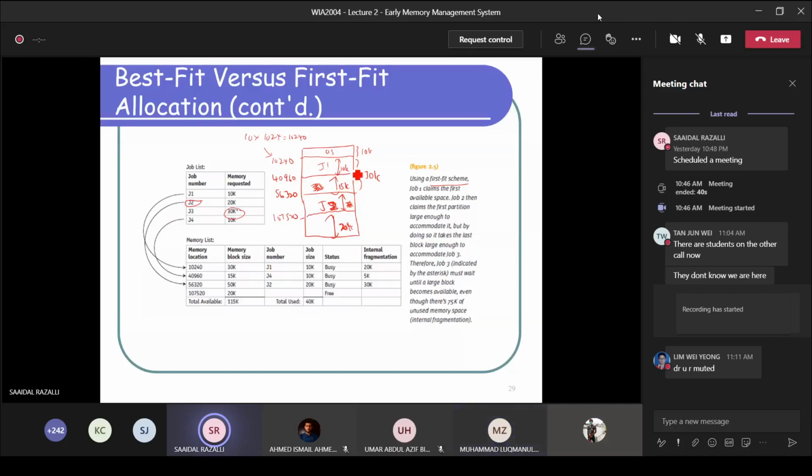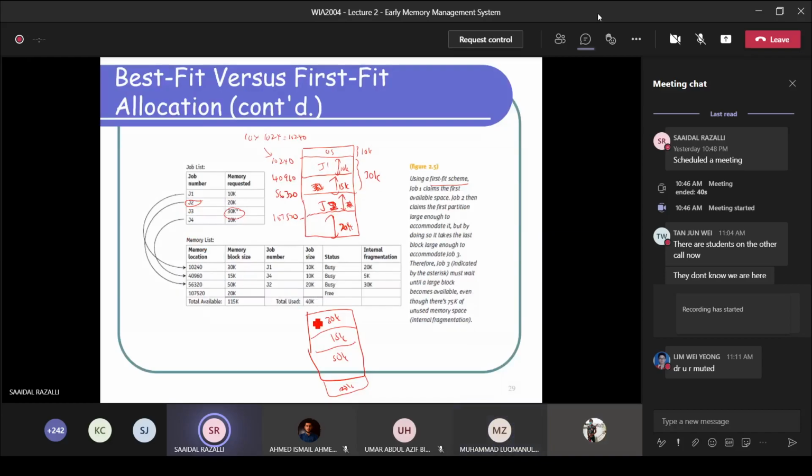30K. Okay, we draw a new one, based on the partition alone. 30K, this one is 15K, this one is 50K, and this one is 20K. Okay, first fit, job 1, 10K.